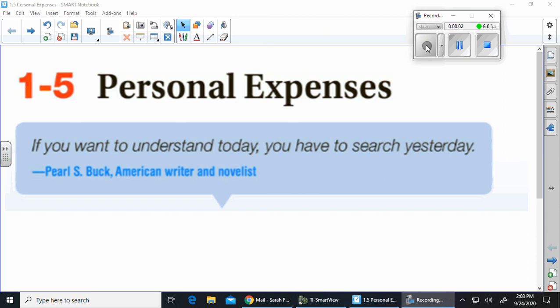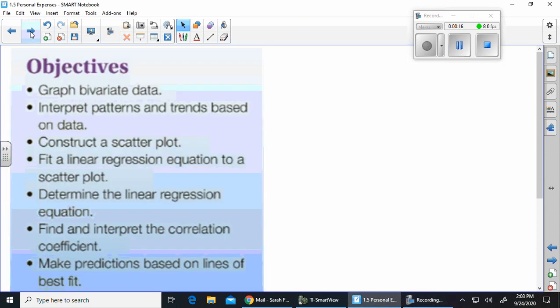Okay, today this video is just going to review what we talked about on Monday, where we're looking at personal expenses and looking at what we can do with that data. So we should be able to graph bivariate data, interpret patterns and trends, make a scatter plot, find an equation of a line of best fit, and then make predictions with that.